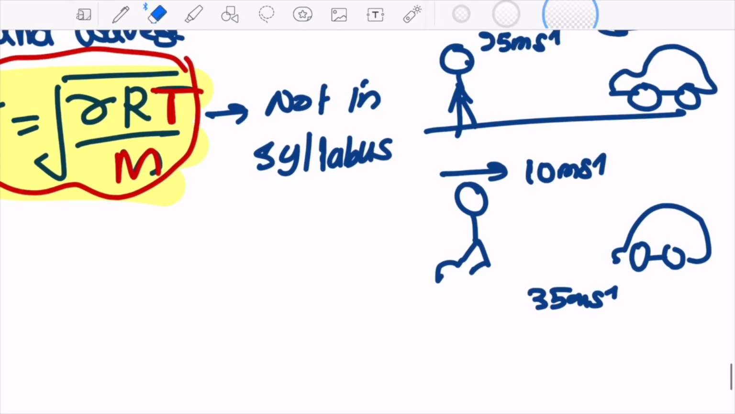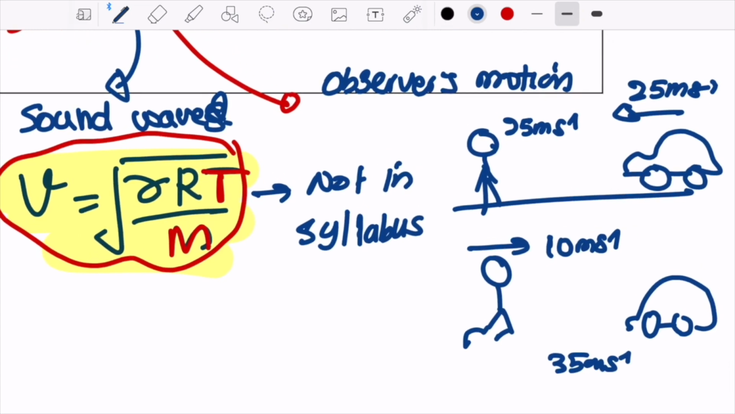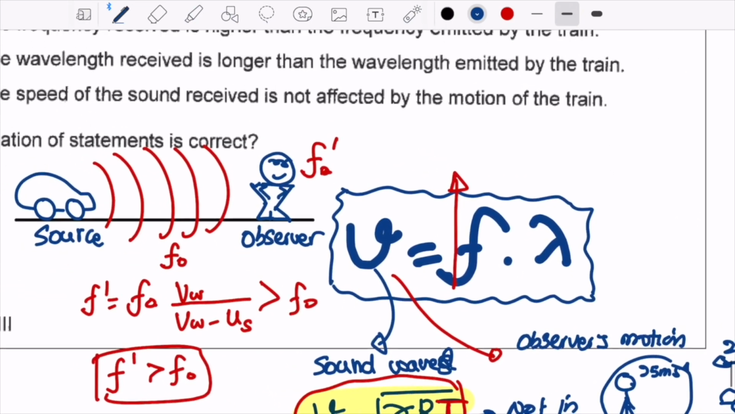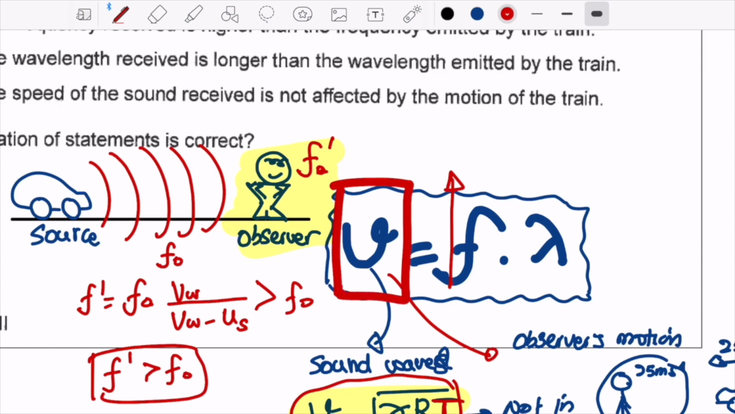What does this mean? Your perception, or your relative velocity of the car, depends on whether you are moving or not. So in this example, it's very important to understand the observer is stationary. The tricky part is to understand that the speed does not change because you are not moving. So the speed is the speed of sound in the air, 330.